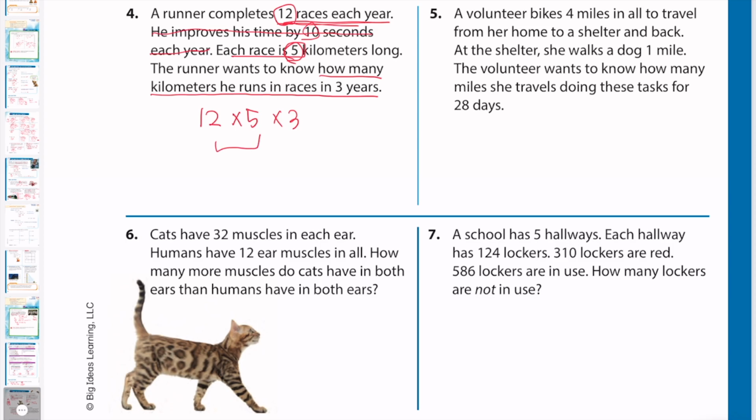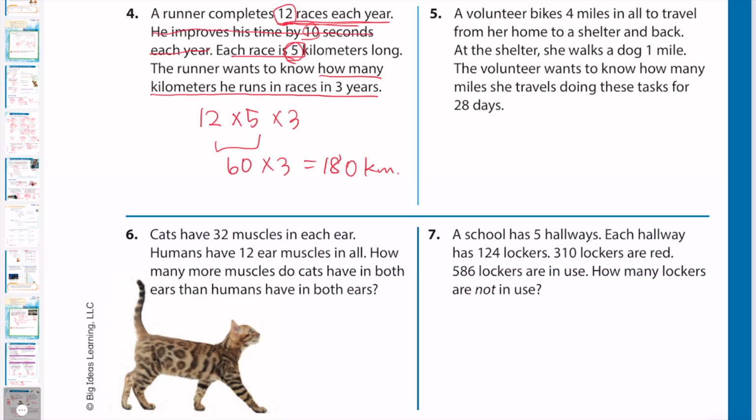So we know this is what? 60. 5 times 12 is 60, right? And times 3 in 3 years, right? 6 times 3, 18. And add one more 0, kilometers. That's it. So this 10 seconds, that one is what? That information was not necessary. You need to figure it out.